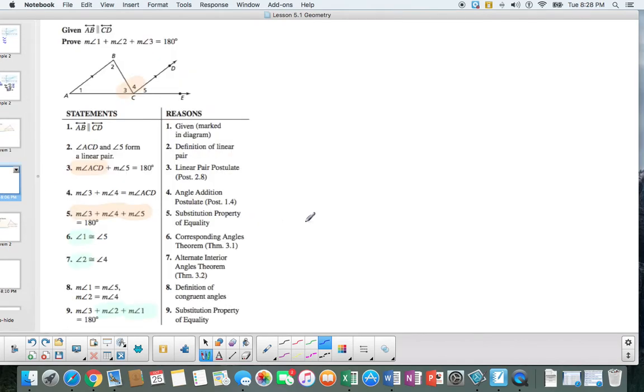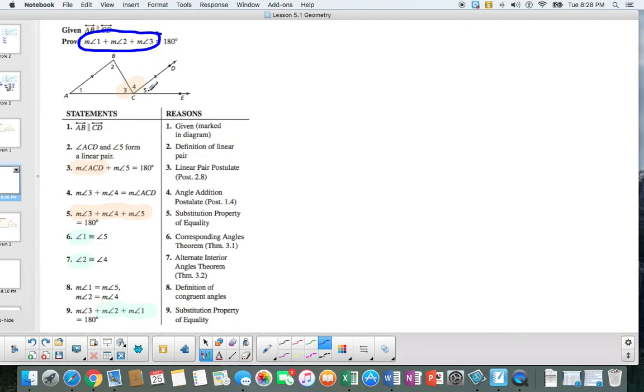All right, here is a triangle. We're trying to prove that this triangle with angles 1, 2, and 3, that all three of these angles add up to 180. And this is how we're going to go about doing it.